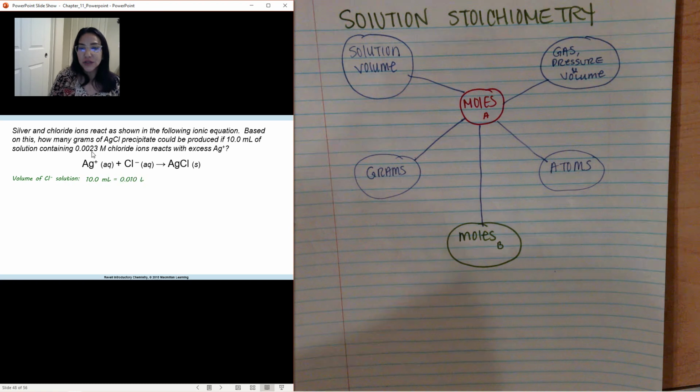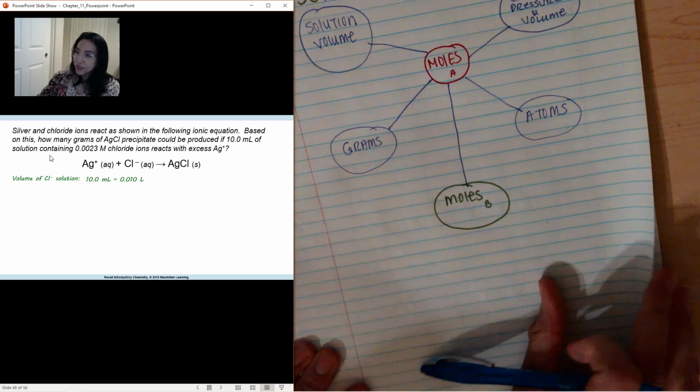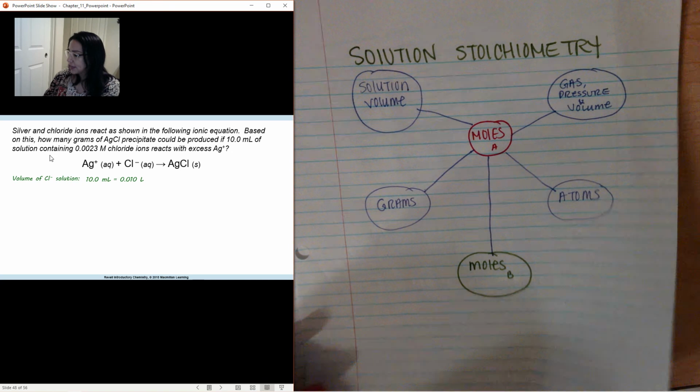We have 0.0023 molarity, right? And if we recall, molarity is moles per liter. We want grams of silver chloride. So what are the different things we have to do? Let's look at this example. I'm going to actually use a different page to write my example because I don't want to mess this one up.